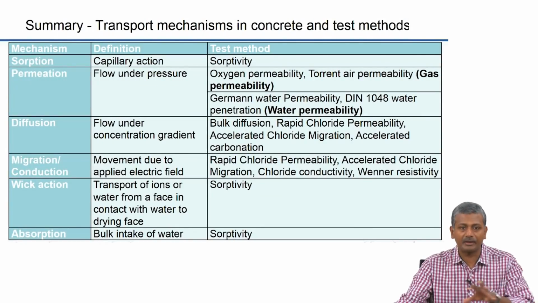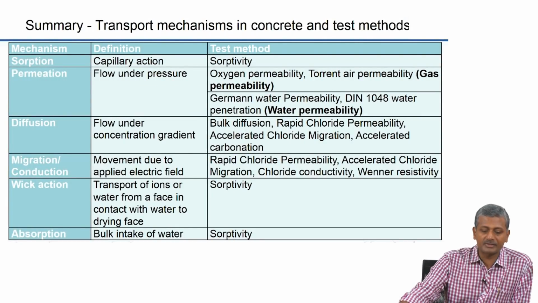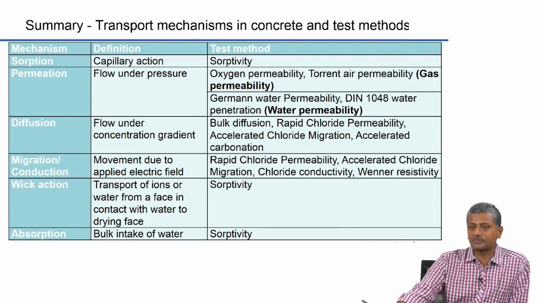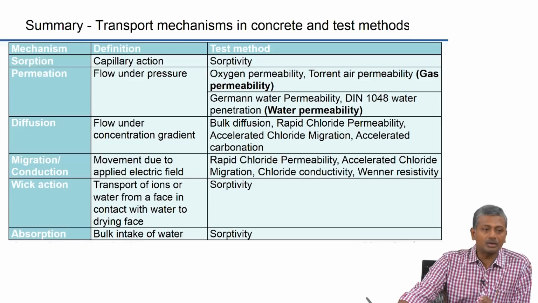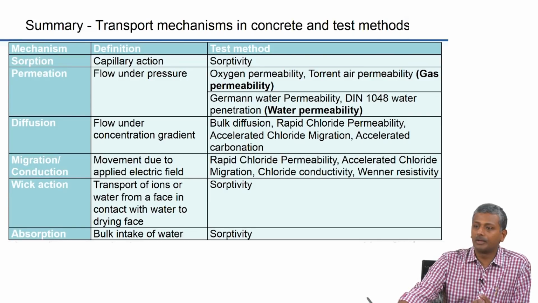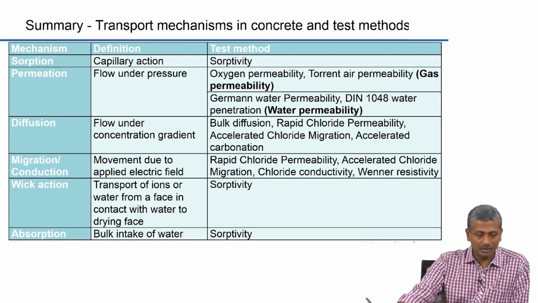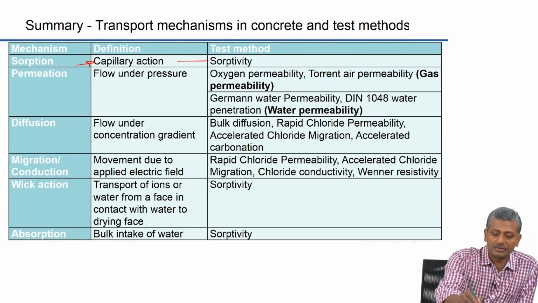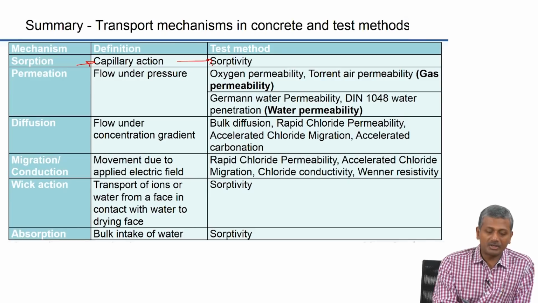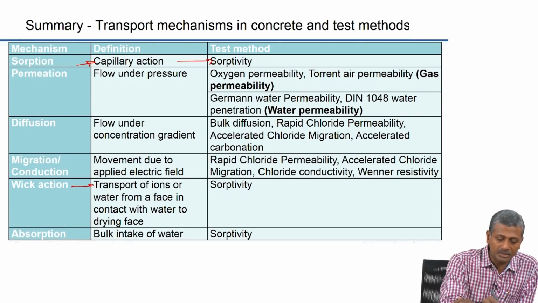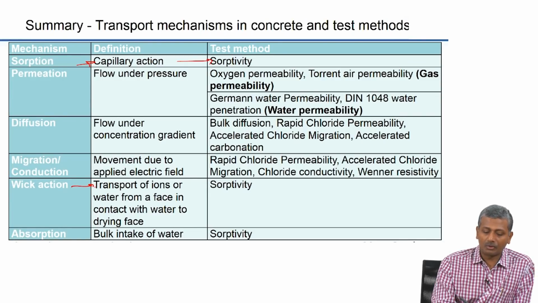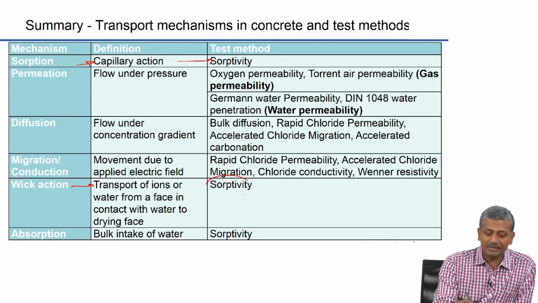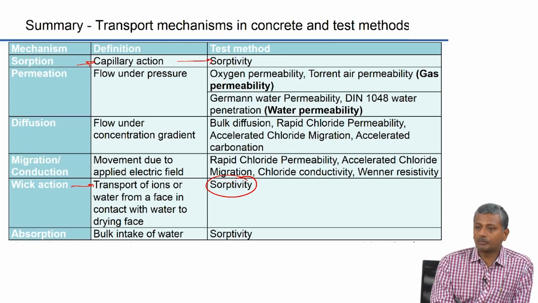This table simply again summarizes all the transport mechanisms in concrete and the relevant test methods, and this is a very good guideline to have to think about what test methods you need to prescribe for a specific service environment. Okay. So, you have this option which is basically capillary action. So, this is represented by the sorptivity test method. Again another example, wick action is transport of ions or water from a phase in contact with water to a drying phase, that again is reflected quite nicely with the sorptivity test.